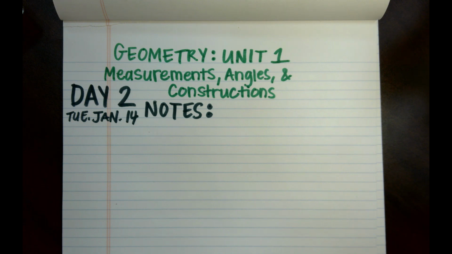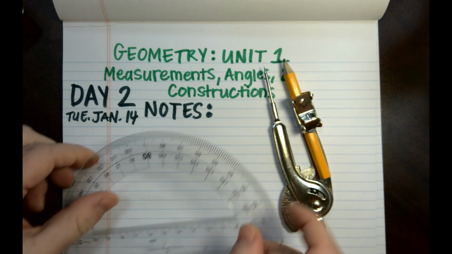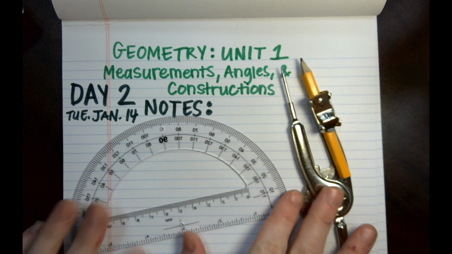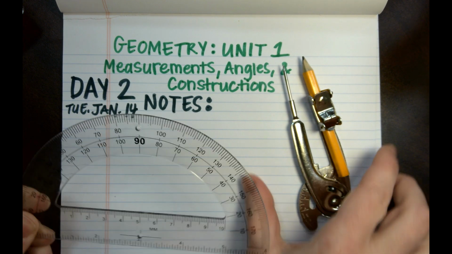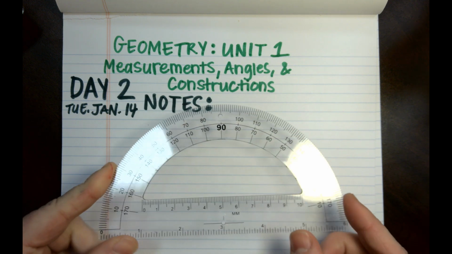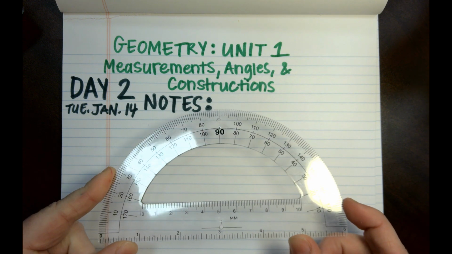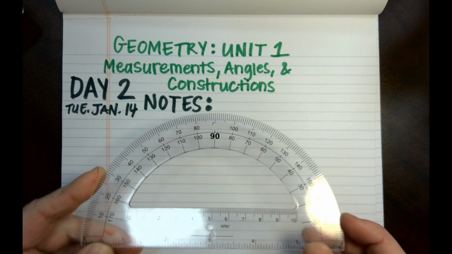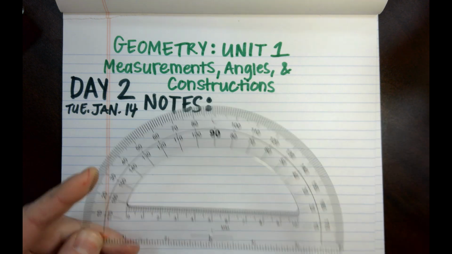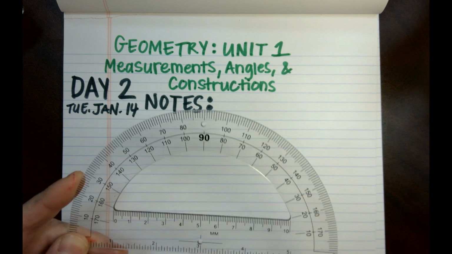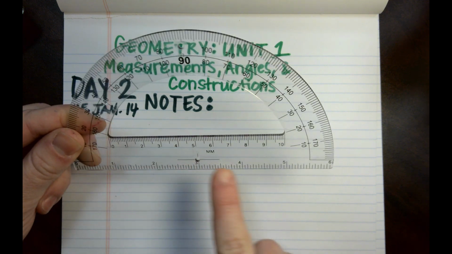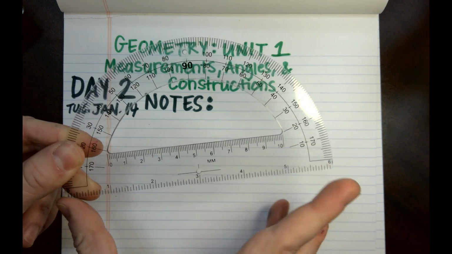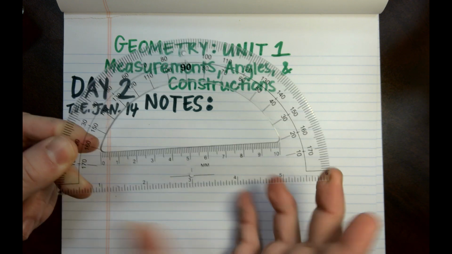Something else I passed out to you all are these two things. I told you what they were called, but just for a second, does anybody remember? Let's start with this one. Protractor. Protractor. Okay. So, a protractor is a tool that we use. We can use it for lots of things. You see, we have some measurements on the bottom. These measurements are in inches.